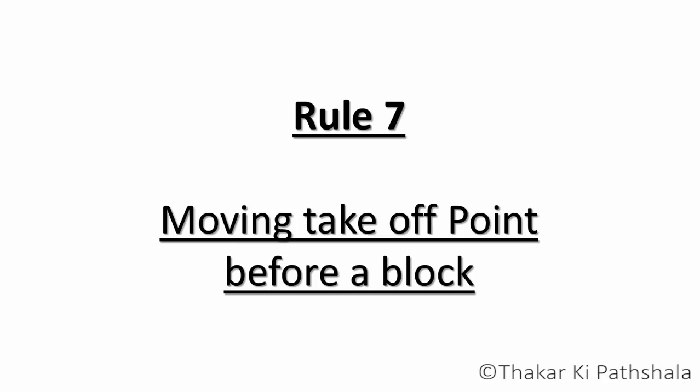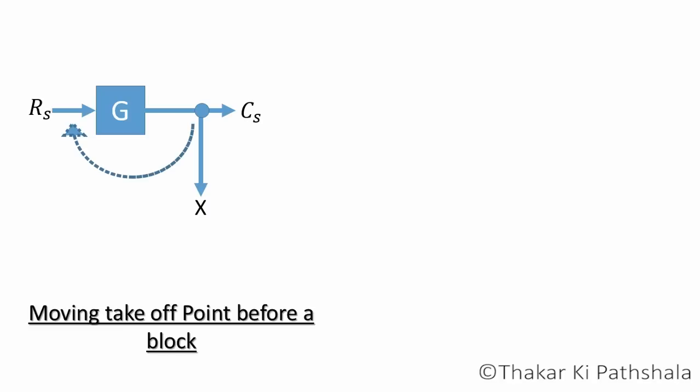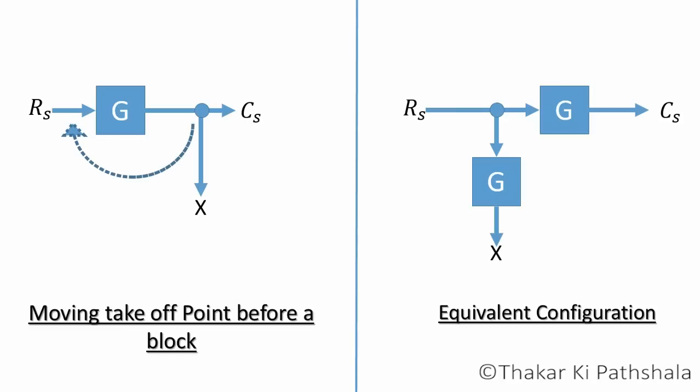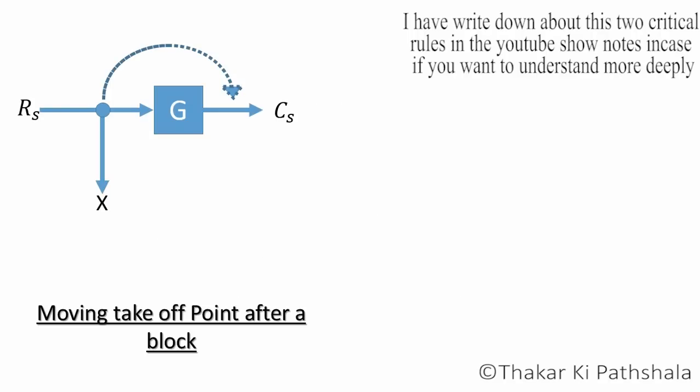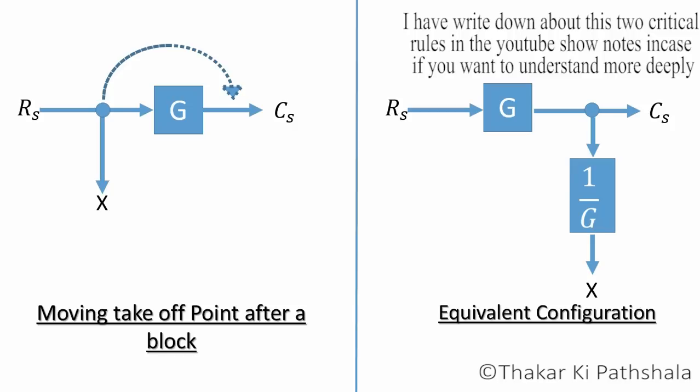Rule number 7 is about shifting a takeoff point before a block. Rules for shifting a takeoff point are exactly opposite to the rules for shifting a summing point before a block. So, if you want to shift a takeoff point before a block, then the gain of the block will be added to the path of the takeoff point. Eighth law is about shifting a takeoff point after a block. If we move the takeoff point after a block, then the inverse of the gain of the block will be added to the path of the takeoff point.